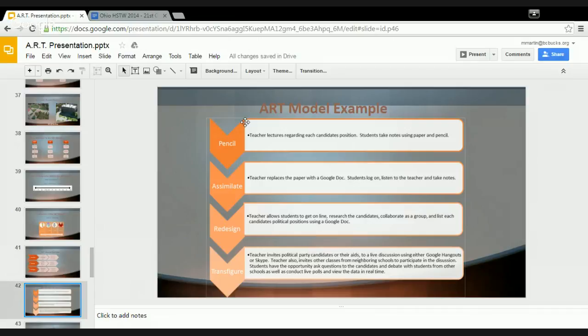Now let's go down to the Redesign stage. If a teacher were teaching the same thing that we did here with the pencil, but at the Redesign stage, an example would be a teacher allows students to go online, research the candidates, collaborate as a group, either physically or within the actual digital document, and list each candidate's political positions using a Google Doc. Now here, what we're doing is changing how it was being done before.